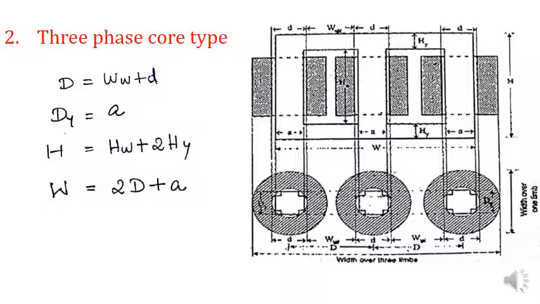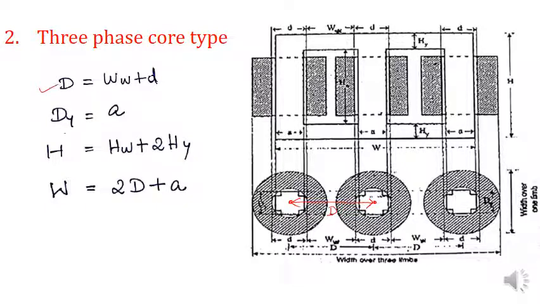Next, we'll write the equations. Similar equations are there for the three-phase core-type transformer also. Here, the dimensions related to height will be the same. There is no change in the equations for height. But the equation for width will change slightly because it has three limbs. We define the value of capital D as the distance between adjacent limbs. Even though it has three limbs, the distance between adjacent limbs is equal to capital D. So we have to consider all the three limbs in order to calculate the width. So let's see the equations.